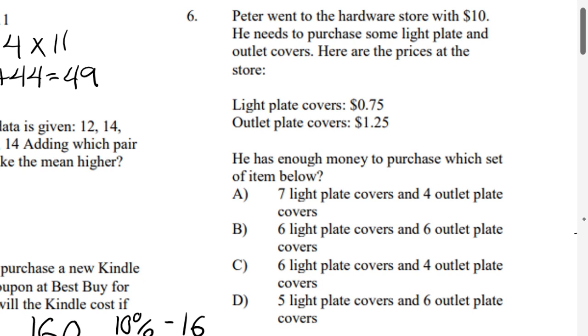So if we look at outlet plate covers, which is the more expensive option, A has 4, B has 6, C has 4, D has 6. If we eliminate the ones with the higher number of outlet plates, it can't be B and it can't be D. If we compare A and C, A says to buy 7 light plate covers and C says to purchase 6 light plate covers. Since C has the smaller amount of light plate covers, that should be the answer.